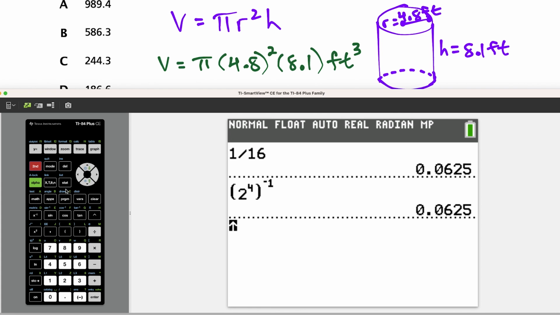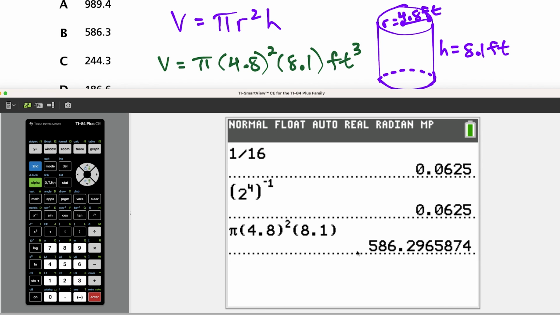If you want pi, press second and this up arrow here, and that's pi. And then we have parentheses 4.8 squared. So I close the parenthesis and square it. And then I have another parenthesis, and I'm going to write an 8.1. Now, just remember, in math, parentheses mean multiply. So the calculator is going to know to multiply everything. And that would give us our solution here.